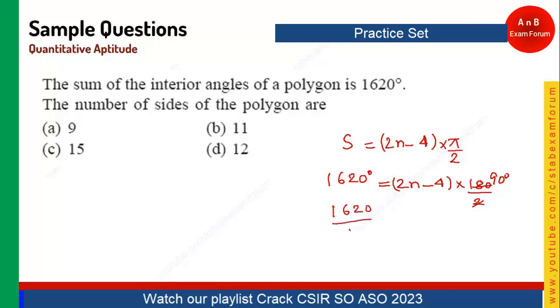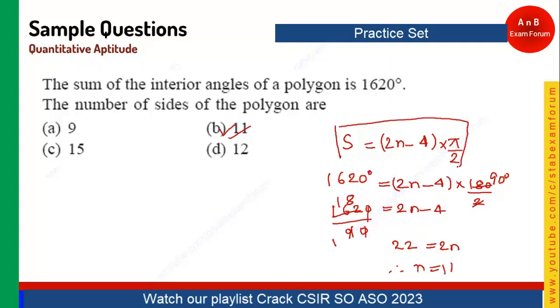So your answer is 1620 by 90. So let's cut it. 9 1 ja 9, 9 1 ja 9, 8 9s are 72. Equal to 2n minus 4. So this 4 goes there, so your total become 22 equal to 2n, therefore n equal to 11. Student, option B is the correct answer. So this is the formula that you need to remember, and this is very important.